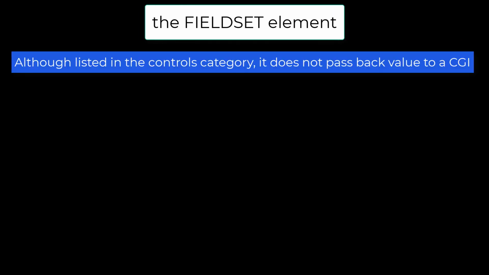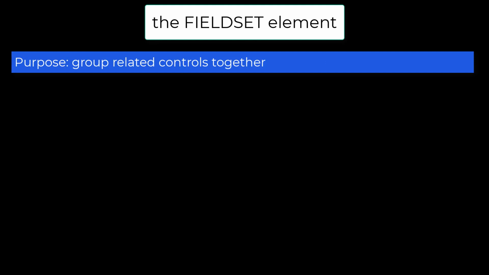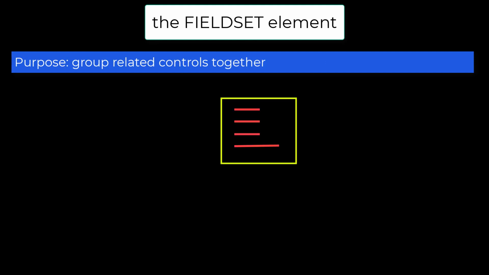The FIELDSET element. Although this element is listed in the controls category, it does not pass back any value to a CGI. Instead, this element is used to group related controls together. Visually, this is usually displayed as a bounding rectangle.